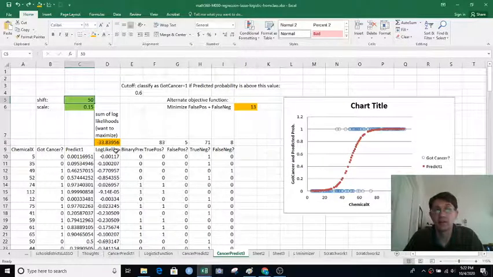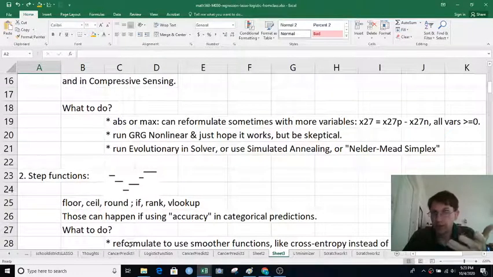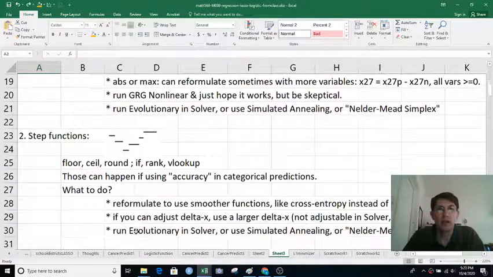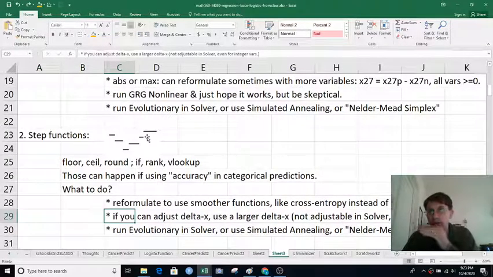Did you see a digit changed? So that gives solver a little hint of what's better and what's worse when you change the decision variables. So what to do for those? Reformulate to use smoother functions like cross entropy. Maybe use a larger delta x, so hopefully you'd be hopping from one flat spot to another, but delta x is not adjustable in solver.